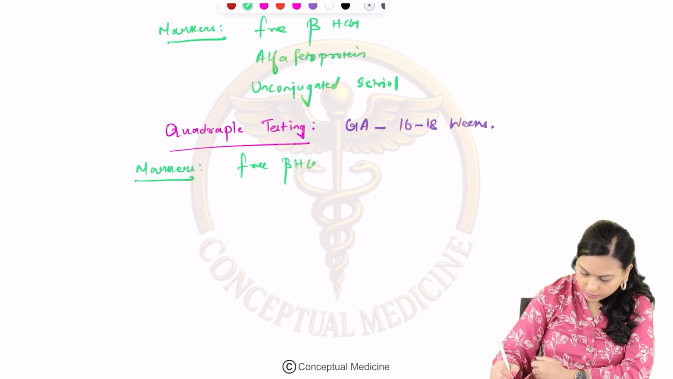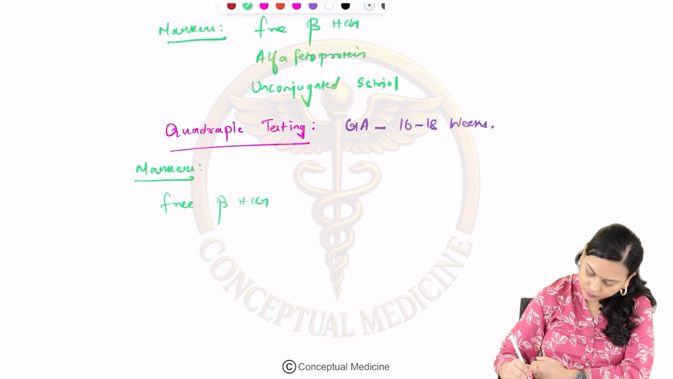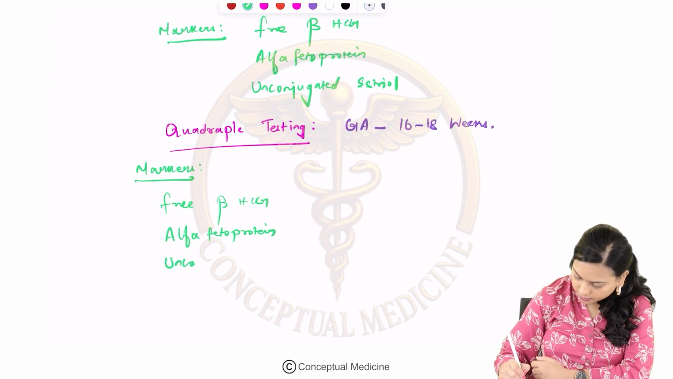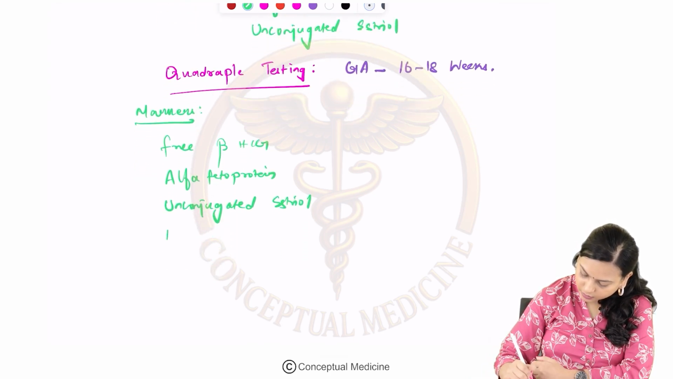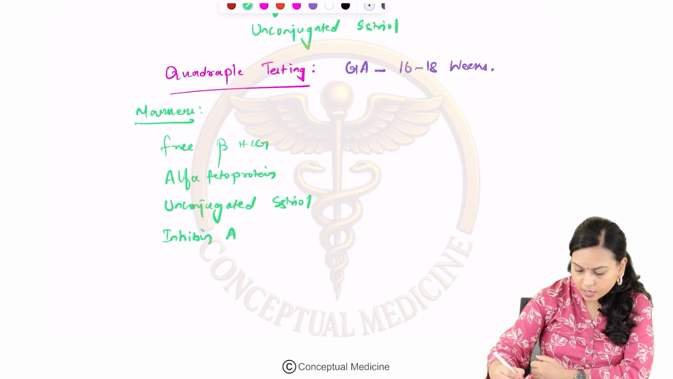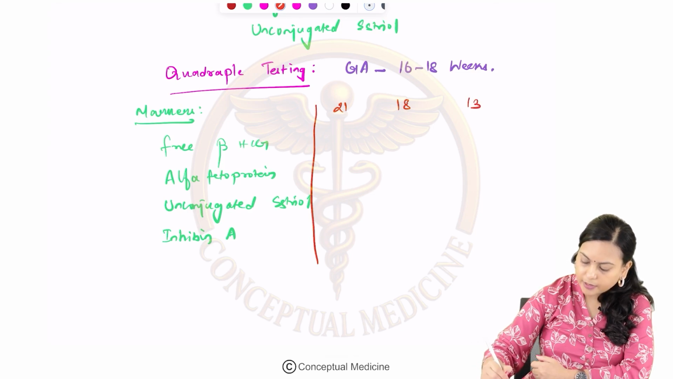Okay. So, if you ask me what are the markers, the same markers used in triple testing, that is free β-hCG, alpha fetoprotein, unconjugated estriol and inhibin-A. Okay. And if we see the results of the 3 trisomies, namely 21, 18 and 13, okay.